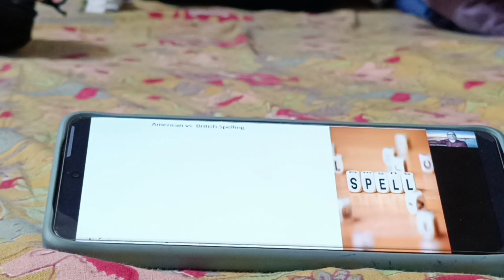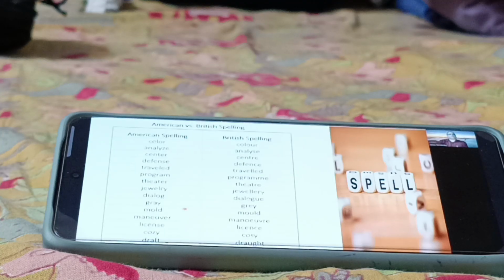Look at American versus British spelling. Look at some examples. Color, colour. American, analyze, S. Center, centre. Defense, defence, CE. Traveled, travelled. Program, programme. So these are all British spelled words. Theater, theatre. Jewelry, jewellery. Dialogue, dialog. Gray and grey. Okay. Mold, mould. Maneuver, manoeuvre. License and licence. Cozy, cosy. So we see the use of Z. Americans prefer to use Z, and here S. We're talking about the British using S. Draft and draught.